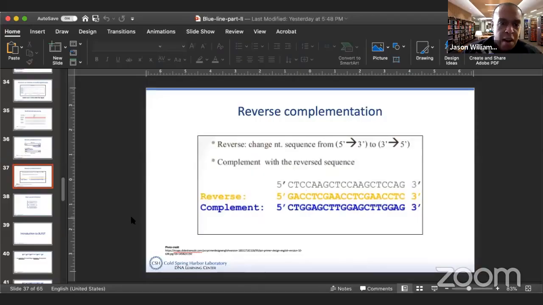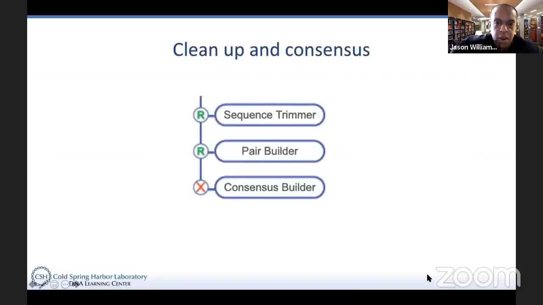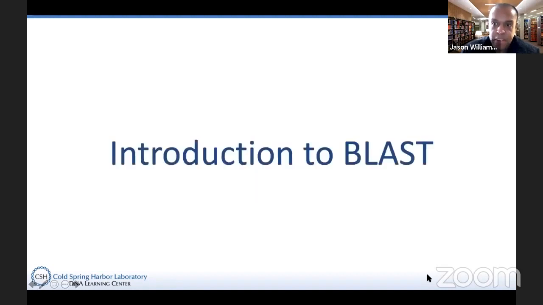So those are the questions I saw in the chat, and we're going to keep moving so we can get to the rest of it. And if we have more questions, we'll come back to it. Okay, so that's where I wanted to get to. We did the sequence trimmer, pair builder, consensus builder. We got through those steps really just to clean up our data and get to a point at which we could use it for BLAST. So in the last 20 minutes that we've got here, what I want to do is take you into BLAST and explain a little bit about that, because that's really the important tool for this experiment.